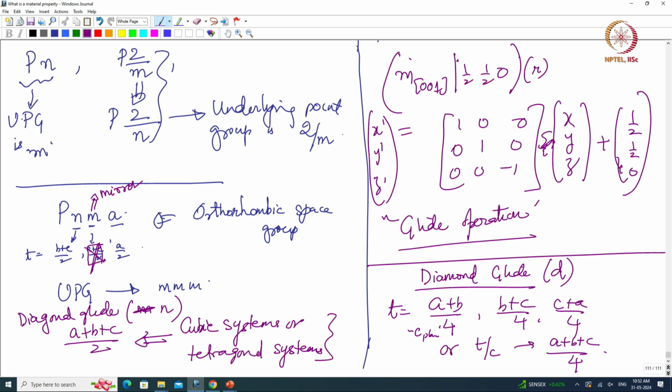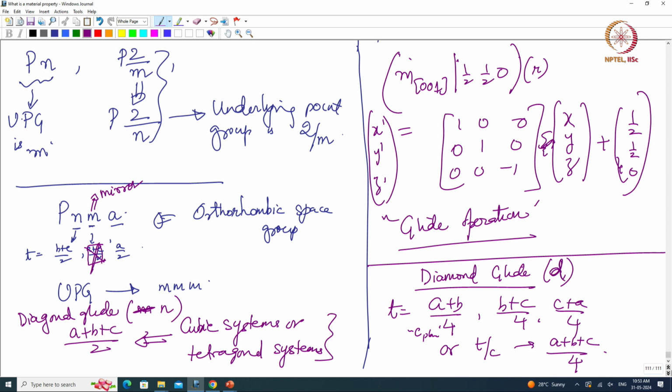For some reason I misspoke that M is a glide; M is not a glide, M is just a mirror operation. Whereas N is a glide operation, and A is also a glide operation. N is the diagonal glide, A is the axial glide. And a diamond glide is represented as D.